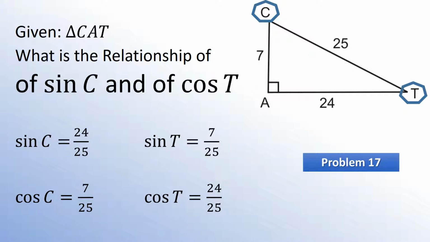Remember, they are complementary angles. They will add up to 90. Let's come over here and look again at this. The sine, cosine, and tangent. I'm going to say this with the arrow. Do you see a relationship, people? I hope you do.